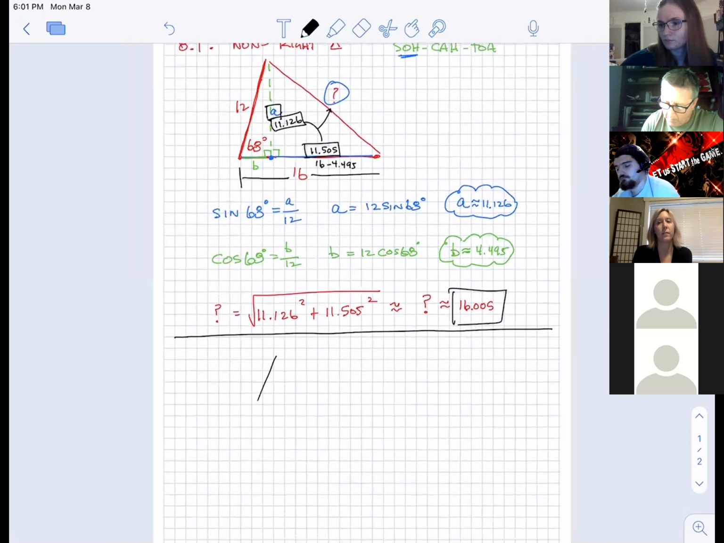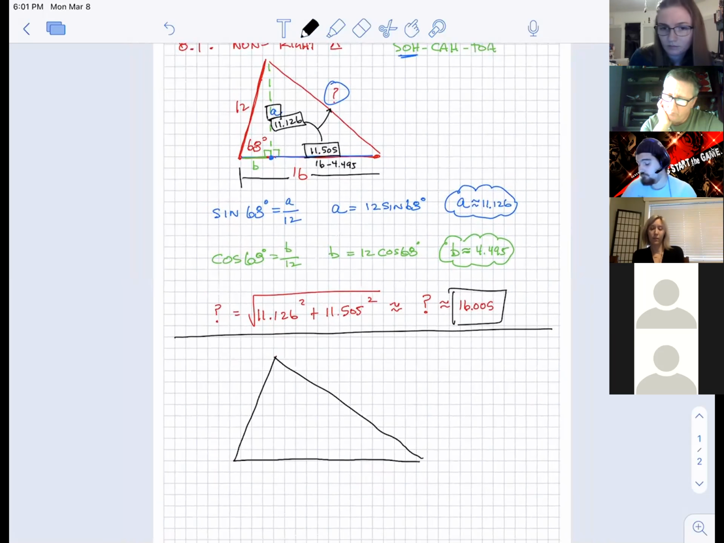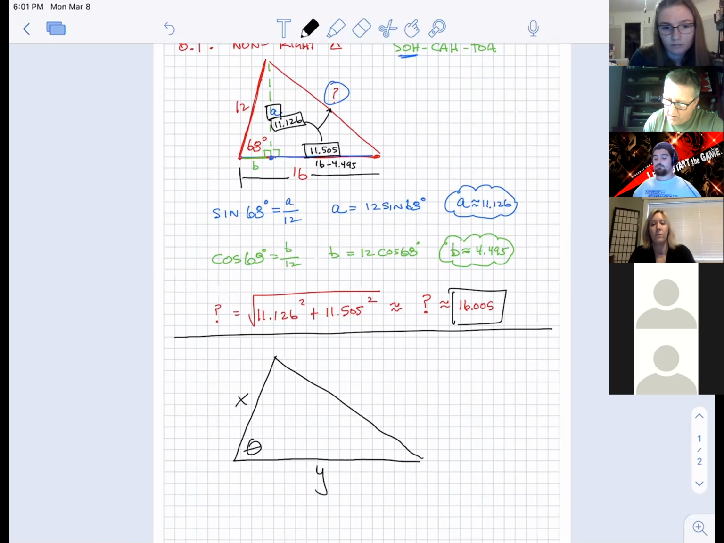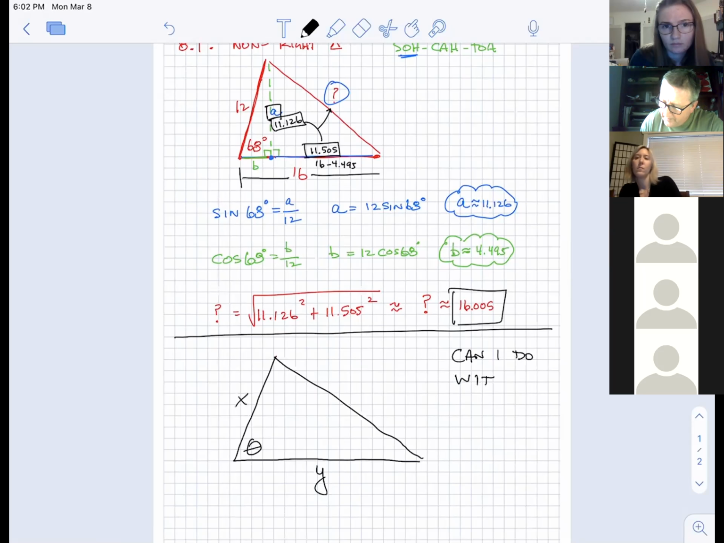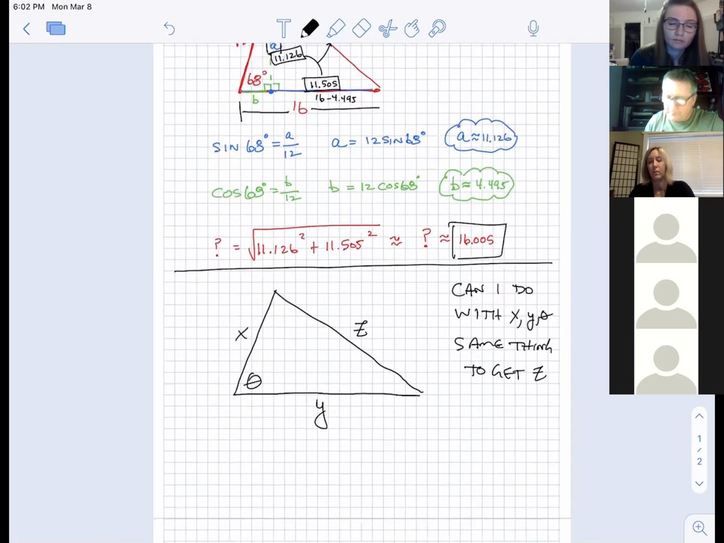Let's try this again. I'm going to call this angle theta. I'm going to call this side X and this side Y. Those were known to us. So what I want to see is, can I do the same thing with X, Y, and theta and create a formula to get what I'll call Z over there? So we're treating X, theta, and Y the same way we just treated these other numbers. Let's see if we can do this.